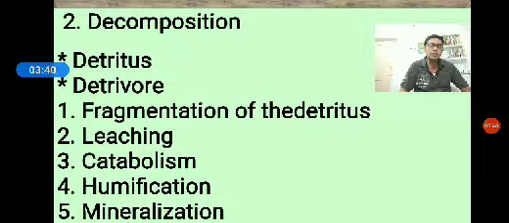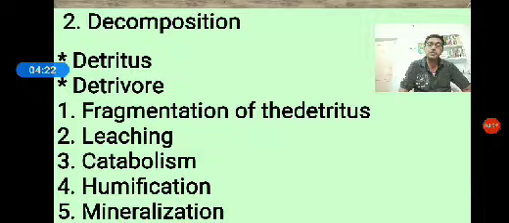Decomposition means the process of breakdown of complex organic matter into simple inorganic materials like carbon dioxide, water and nutrients by decomposers. In other words, the decomposers break down complex organic matter into inorganic substances like carbon dioxide, water and nutrients, and this is called decomposition.